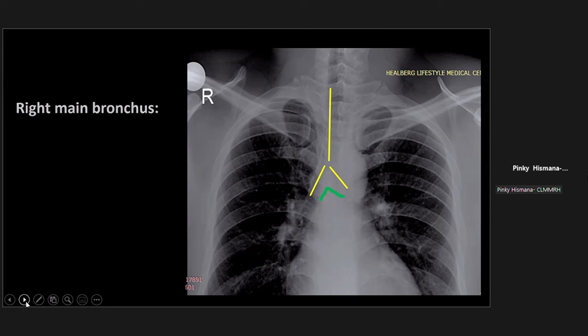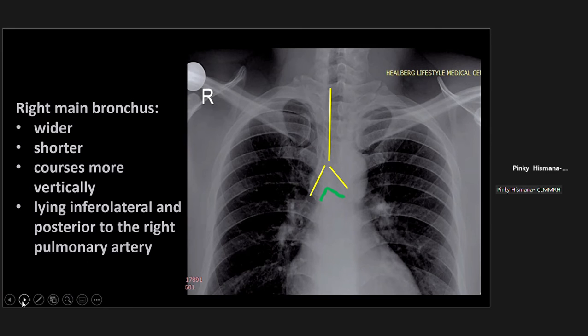So please take note that one of the differences between your right main bronchus and the left would be that your right is wider. Your right, however, is shorter, but it courses more vertically. So it is wider than your left. It is shorter than your left, and it traverses more vertically compared sa left nyo. So more obtuse ang angulation sa left as compared sa right, no?